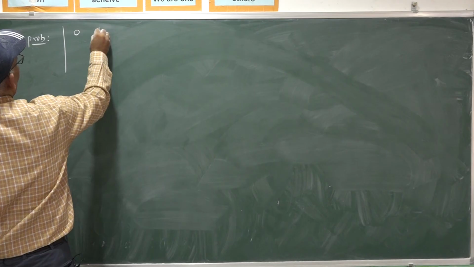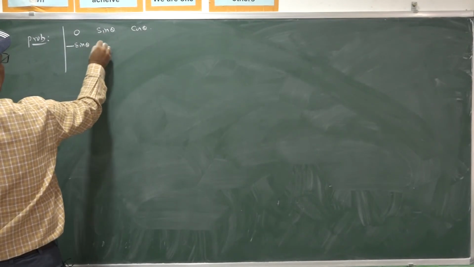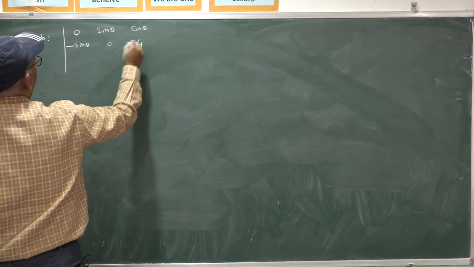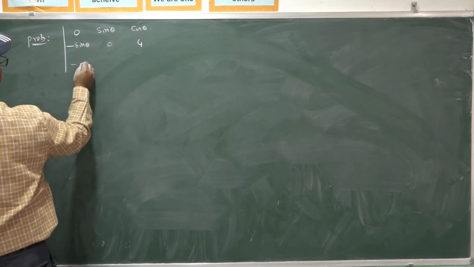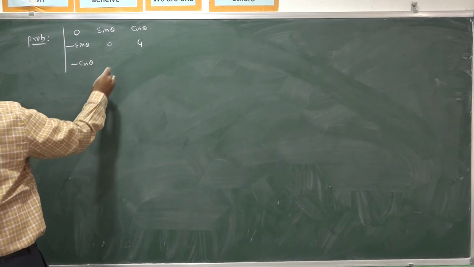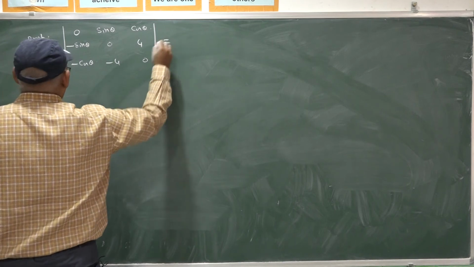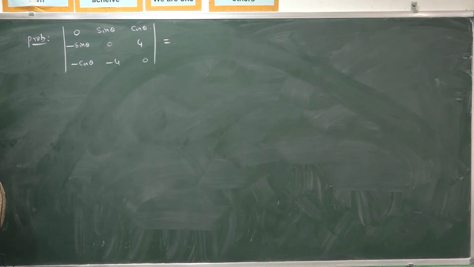Determinant of 0, sin theta, cos theta, minus sin theta, 0, and 4, minus cos theta, minus 4, 0 equal to the determinant of 0, sin theta, cos theta, minus sin theta, 0, 4, minus cos theta, minus 4, 0.